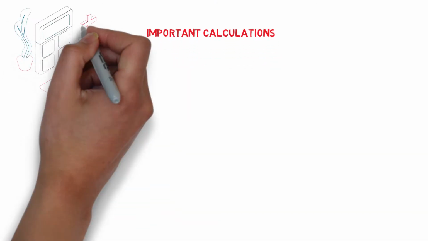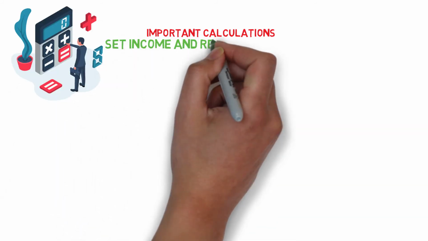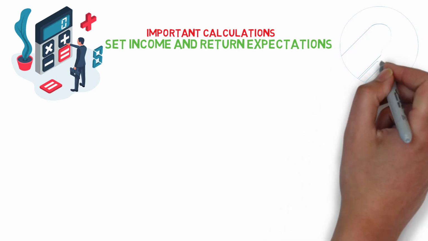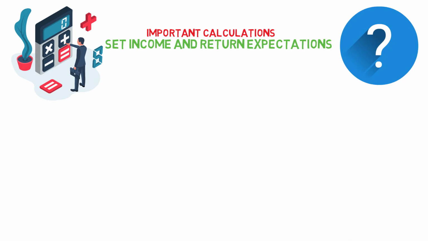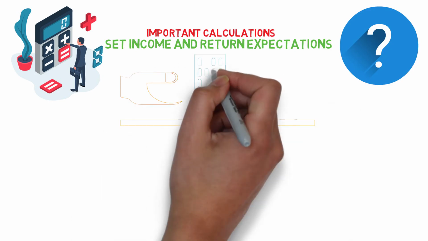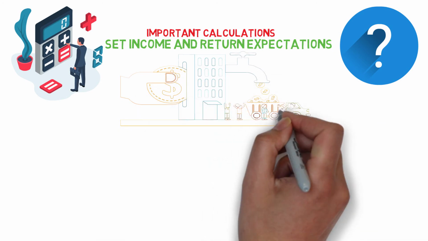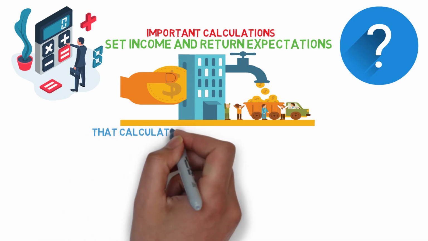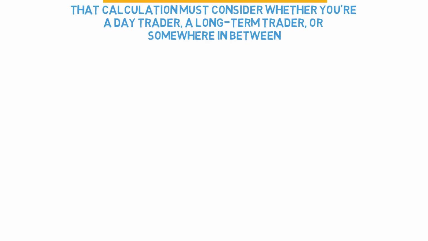Important calculations. Here are some important calculations you must consider before beginning your spread betting business. Set income and return expectations. How much annual revenue from betting do you need to live comfortably, or at what level you want if you're looking to make a livelihood out of spread betting? What kind of return are you looking for from your spread bets on a daily, weekly, or monthly basis in order to produce that level of yearly income? That calculation must consider whether you're a day trader, a long-term trader, or somewhere in between.